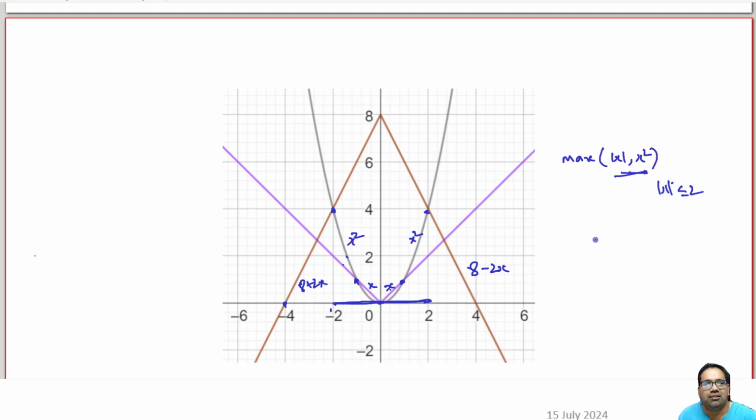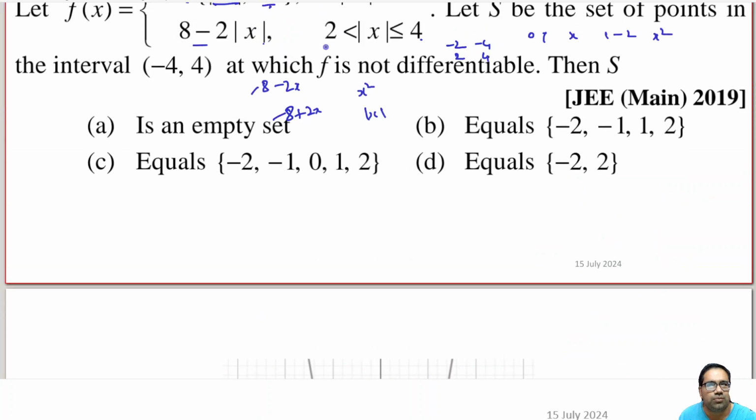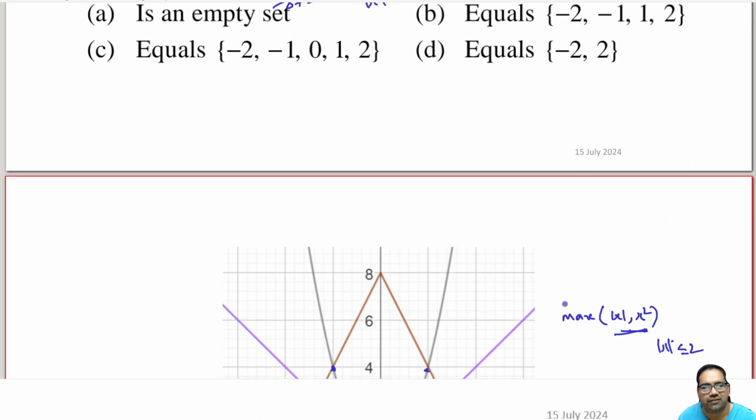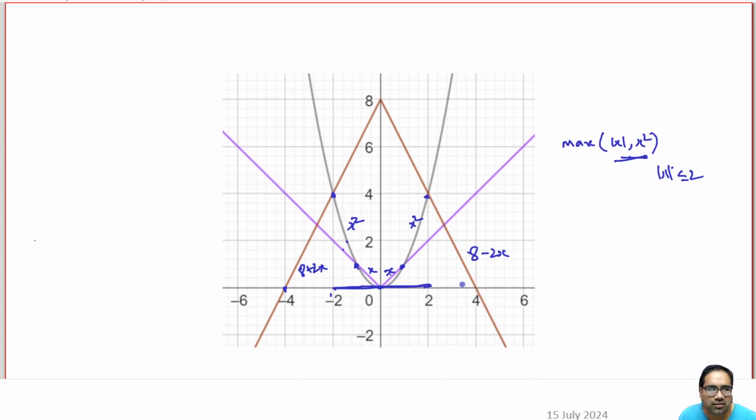Similarly, absolute value of x between 2 and 4. What does that mean? It is between this and this, that means either this segment or this segment. Between these segments, it's already given as 8 minus 2 times absolute value of x. That means in this segment it is 8 minus 2x, that is this line, and in this segment it is 8 minus 2 times minus x, which is 8 plus 2x.